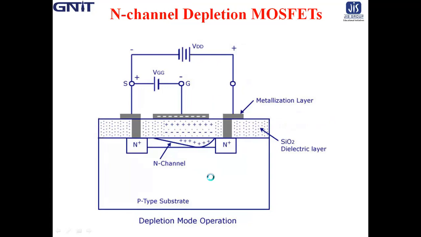If the gate voltage is negative with respect to source, induced positive charge below the gate dielectric or SiO2 layer, this positive charge, see, depletes the doped N layer in the channel and makes the channel less conductive. So the accumulation of positive charges in the channel restricts the flow of electrons between the source and drain, and hence the drain current decreases as VGS is made more and more negative.